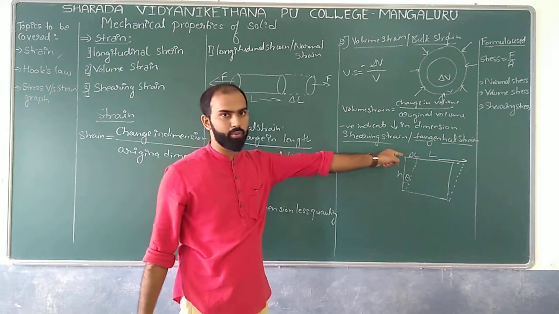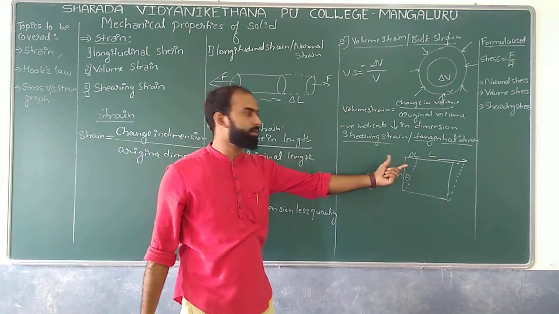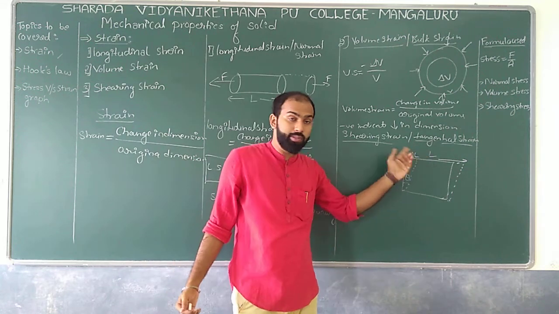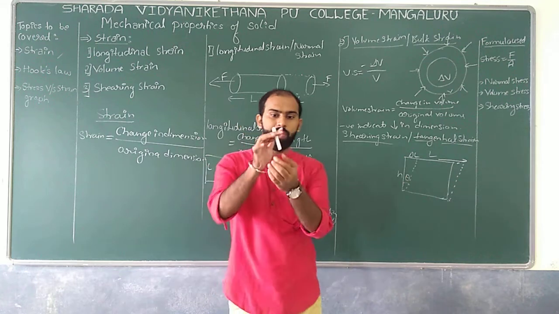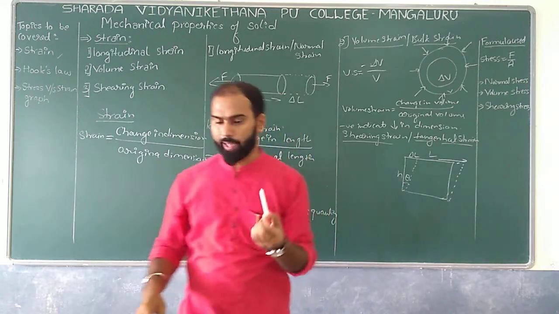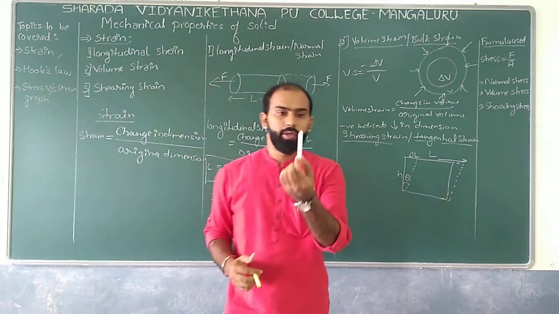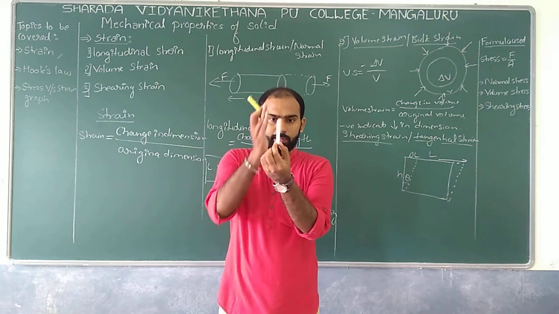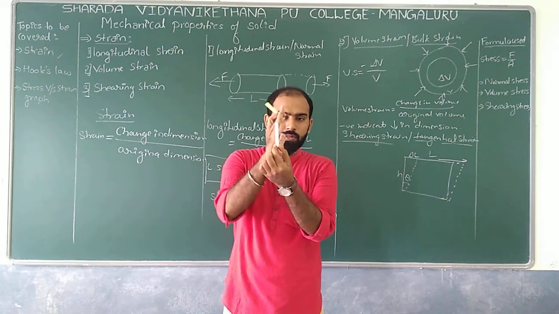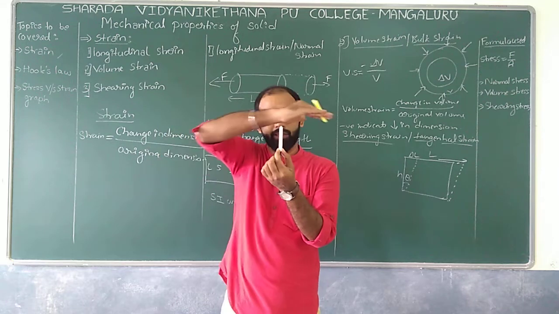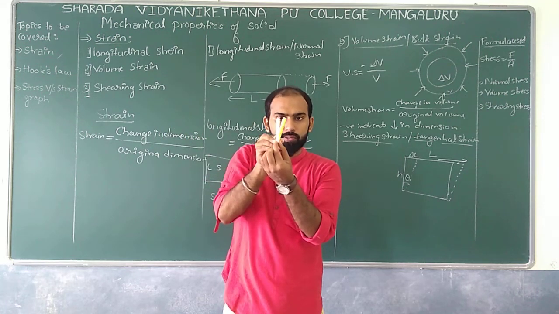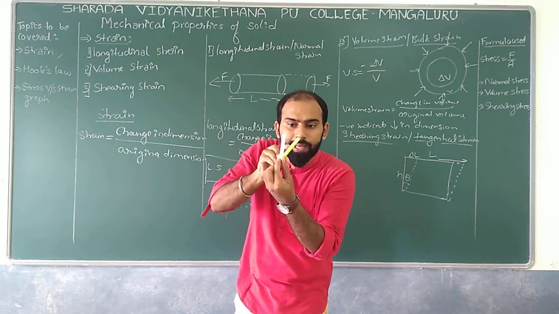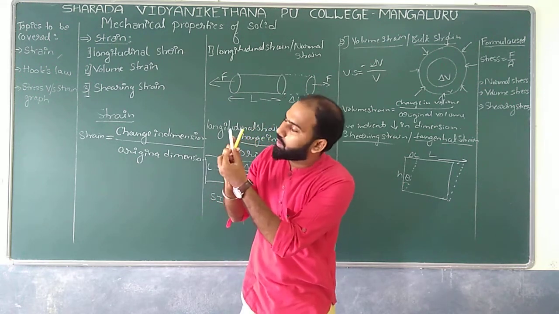Delta L represents what? The relative displacement with respect to its fixed position. What was the fixed position? Over here. Initially it was at the fixed point like this, and when I apply force tangentially, it is going to shift somewhat like this. So there is an angle between these that comes into the picture.